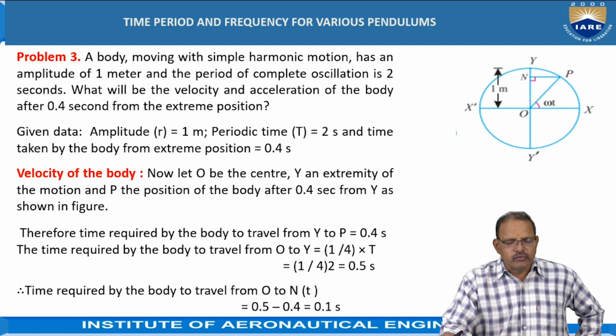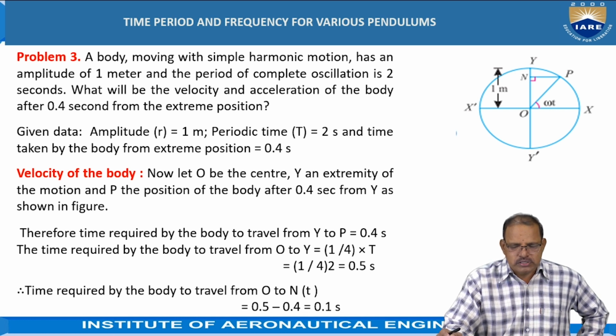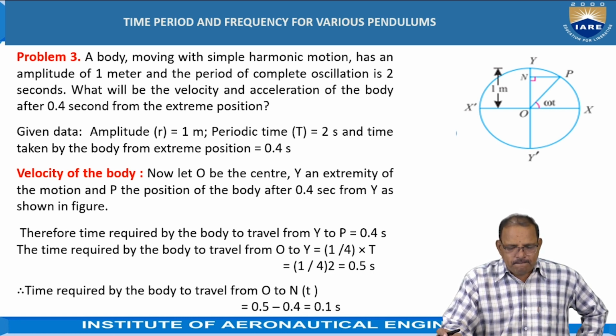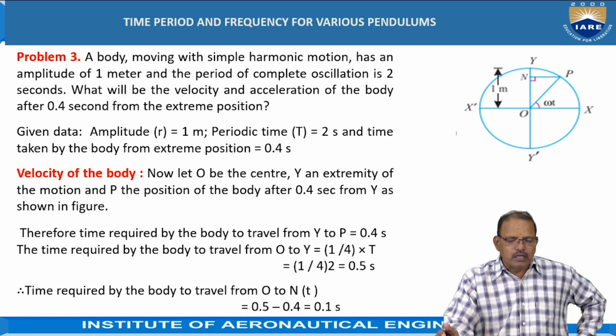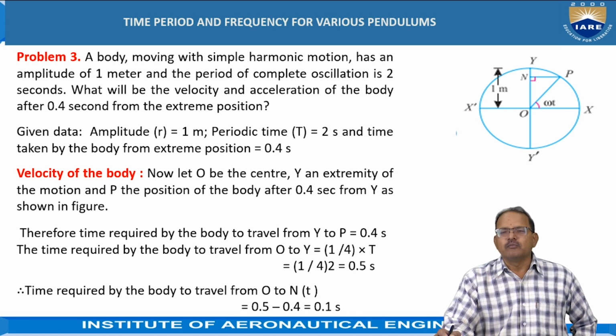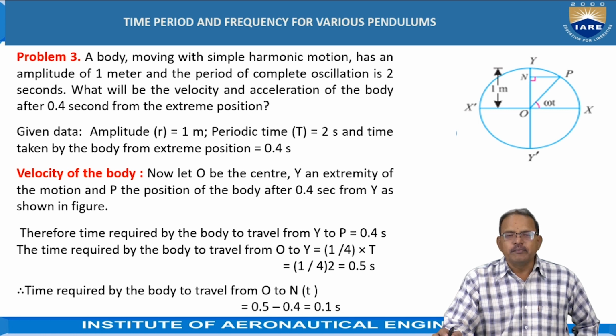Based on these two equations, we can determine the frequency as well as the time period of an object oscillating along the vertical diameter of the circle. Now I am taking a body moving with simple harmonic motion with an amplitude of 1 meter, and the period of complete oscillation is 2 seconds. What will be the velocity and the acceleration of the body after 0.4 seconds from the extreme position?